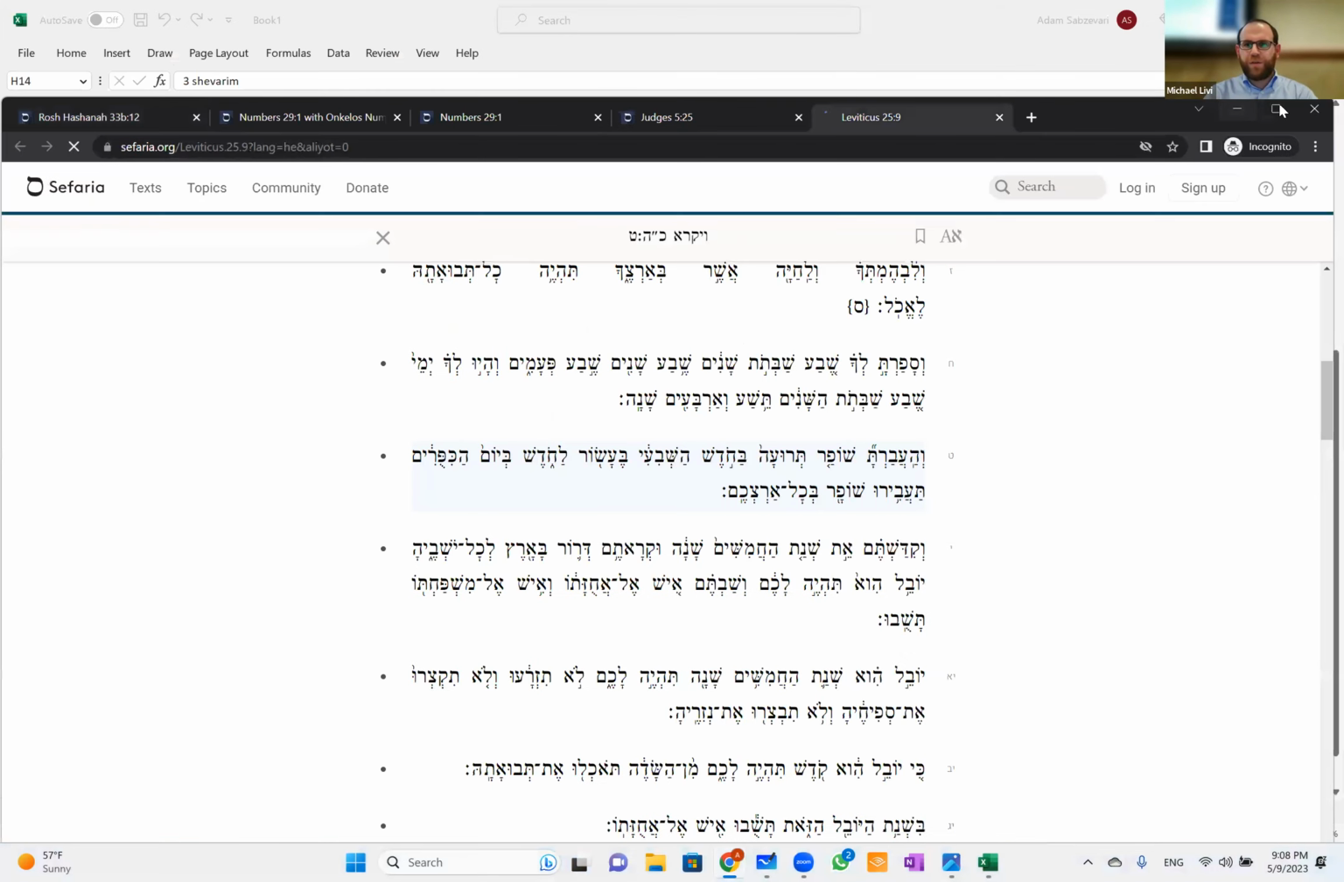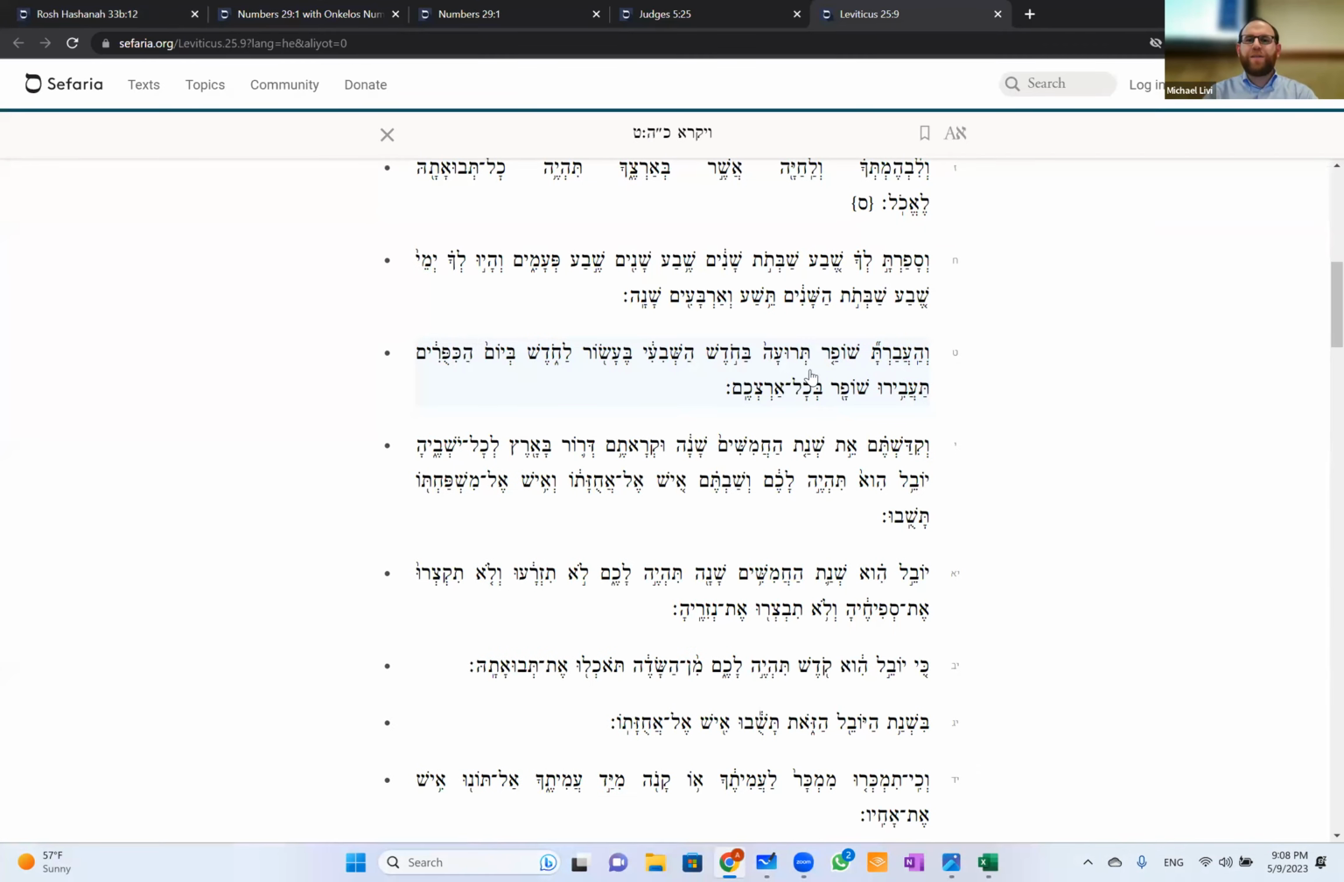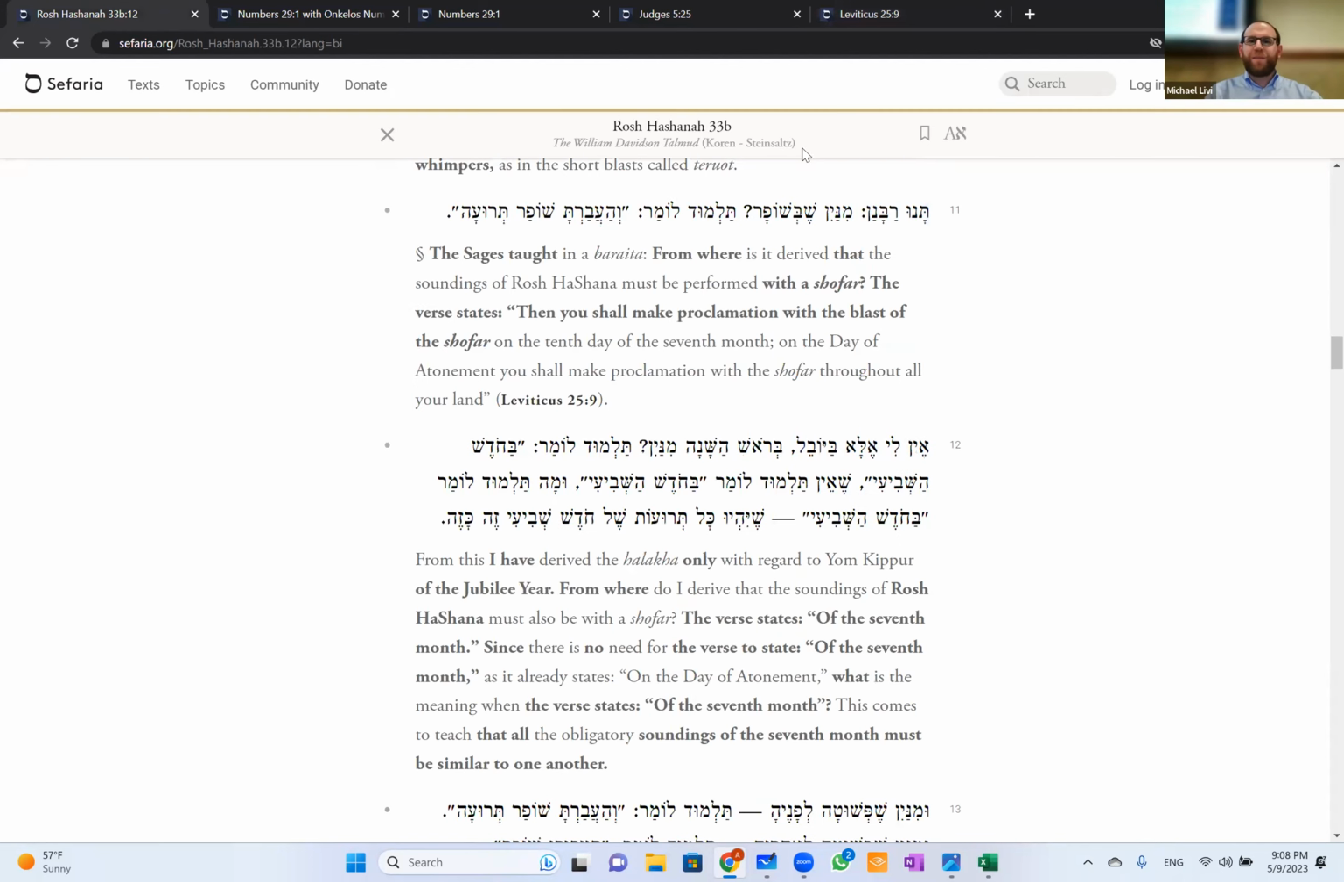Look at this pasuk. It says here, you should blast the sound of the shofar in the 7th month, on the 10th of the month, on Yom Kippur. Just say Yom Kippur. We already know what the date of Yom Kippur is because it says it elsewhere in the Torah. It says in Parashat Emor. It says in Parashat Pinchas. We know what day it is. So why do you need to say the 7th month?